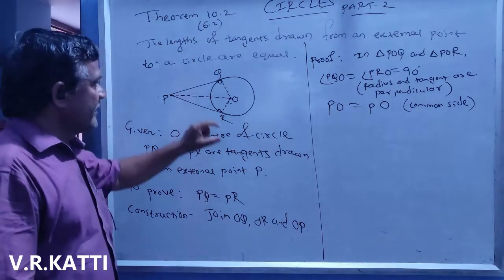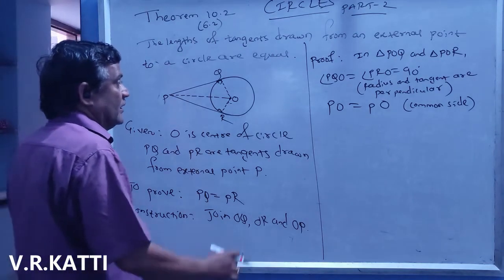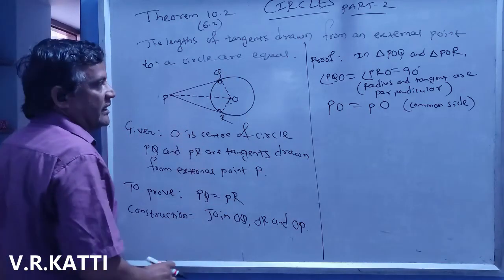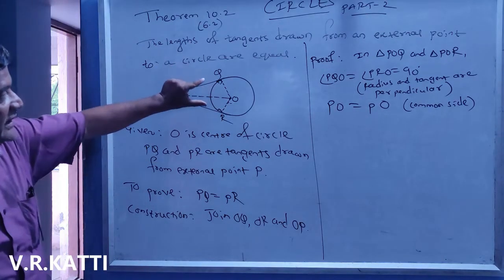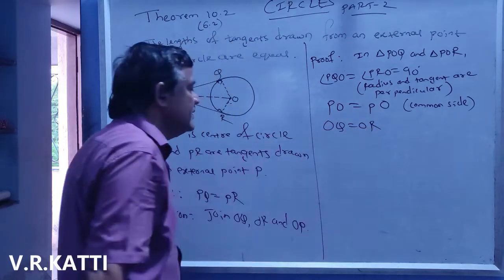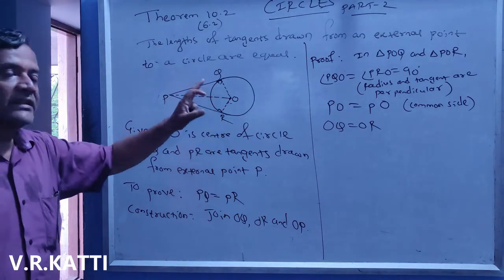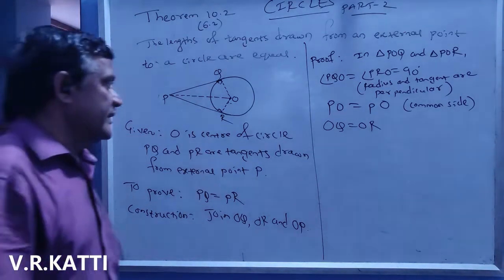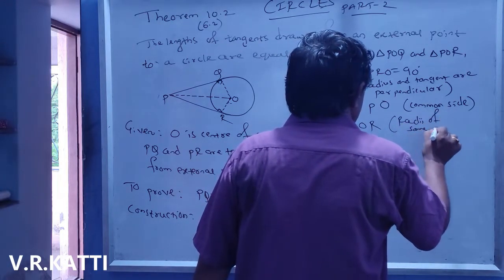Then, radii of the same circle are equal. In triangle POQ, OQ is the radius. In triangle POR, OR is the radius. OQ is the radius in the first triangle, OR is the radius in the second triangle. So OQ equals OR, that is, radii of the same circle.